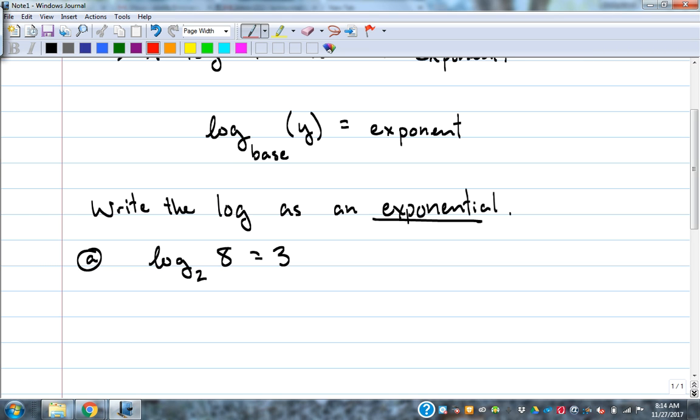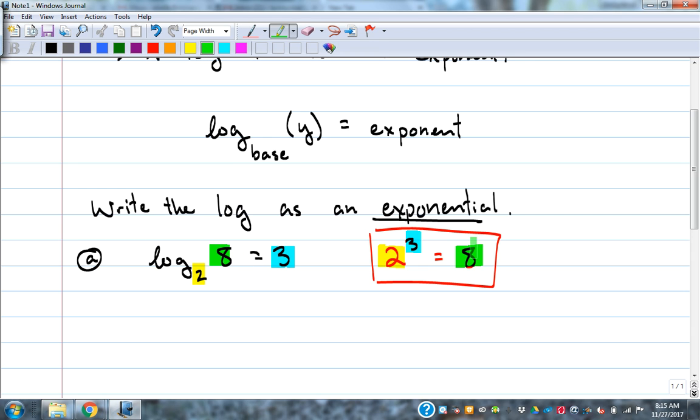If we're going to rewrite that as an exponential, you remember when you write exponentials or powers, they have a base. It's the same base as the log. So the base is the base of the log. The exponent is what the log is equal to. And then it's equal to whatever you're taking the log of. So 2, that's that 2. 3, that's that 3. And 8, that's that 8. That's where those numbers are coming from.